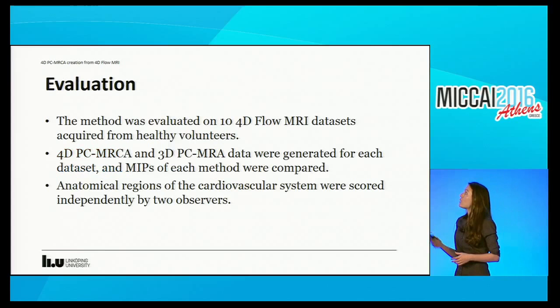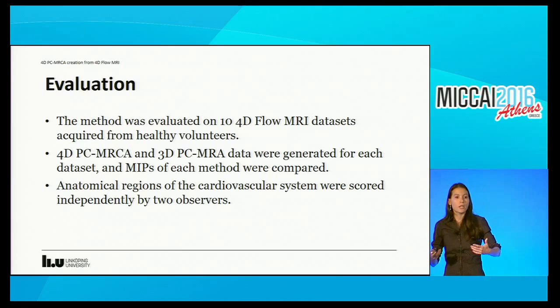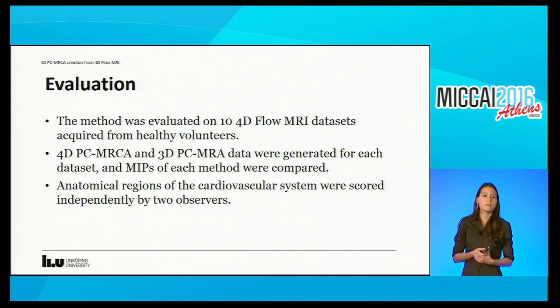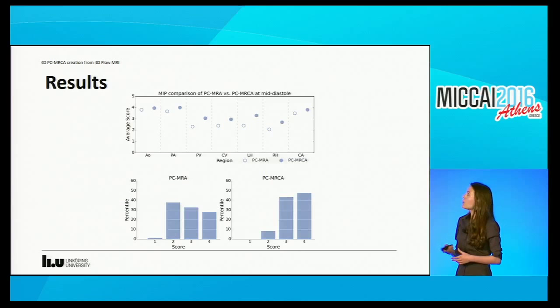So we evaluated the method on 1040 flow MRI datasets acquired from healthy volunteers, generated 4D PC-MRCAs and 3D PC-MRA data for each dataset, and maximum intensity projections of each method were compared, and anatomical regions of the cardiovascular system were scored independently by two observers. And then we can see the results.